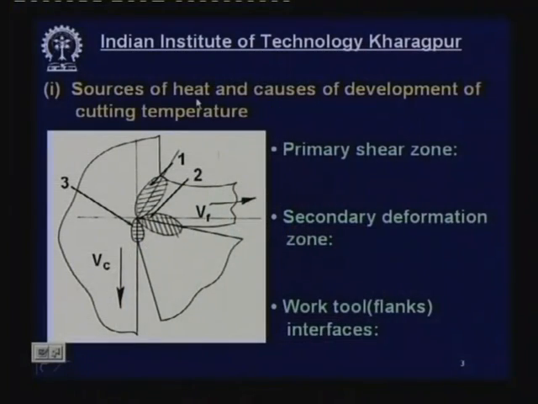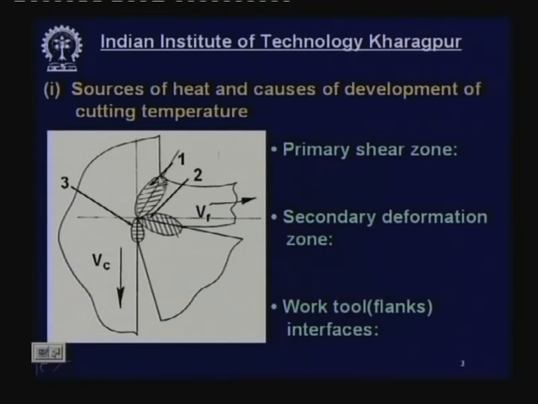Now, first let us discuss the sources of heat and causes of development of cutting temperature during machining. This is the orthogonal sectional view of a cutting process. This is the work material, this is the cutting tool and this is the chip flowing with a velocity Vf and the cutting velocity is Vc.